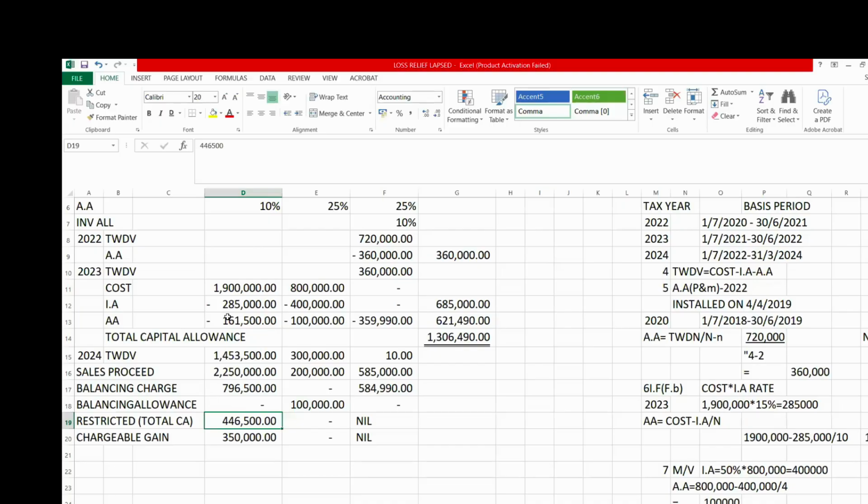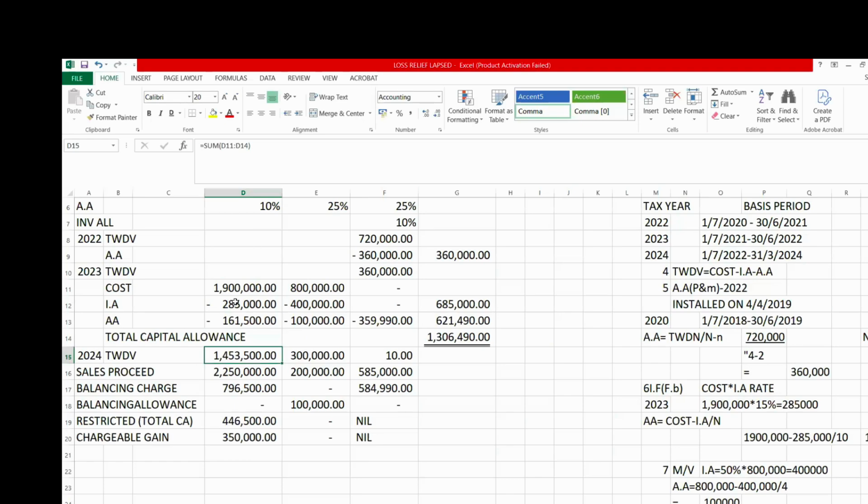It is either you add these two pieces of information together, the initial allowance and annual allowance, because on this asset, factory building, we have only claimed these two categories of capital allowance. Or you say the cost minus the tax written down value will give you the value. I always advise you not to add them together, because it is easier if you have only 1 year like this. But if you have more than 1 year, adding them together will be difficult. What you just do is to look at your cost minus the final tax written down value.